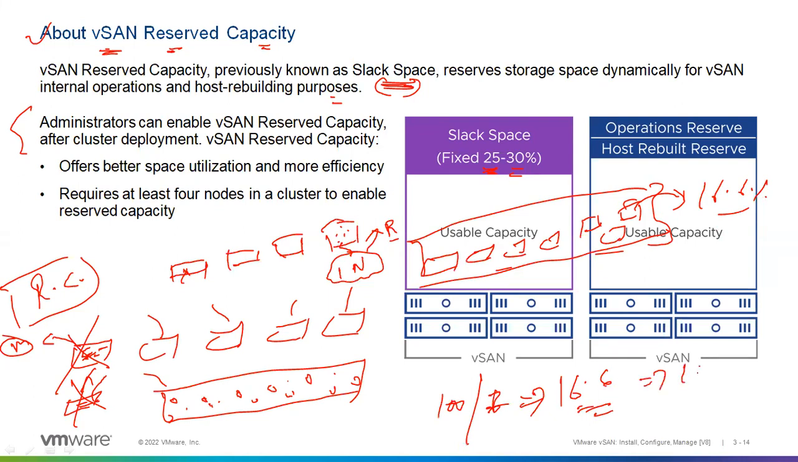So based on the node increase, the slack space, the relaxation space we have, will automatically reduce. I mean that your reserved capacity will be automatically reduced. But to implement this reserve capacity formula, what they said is you require at least a bare minimum of 4 nodes.